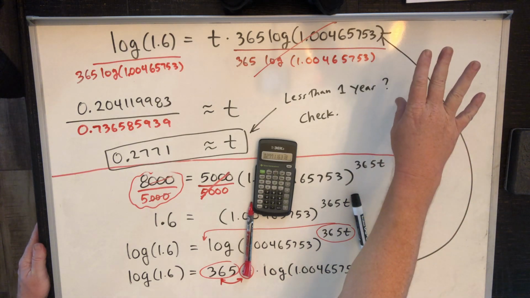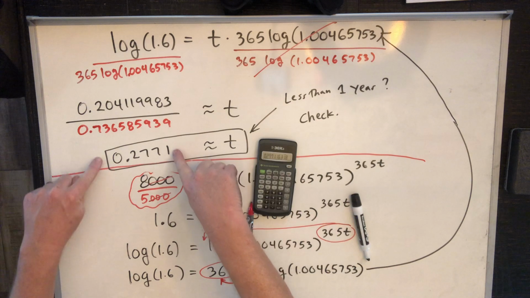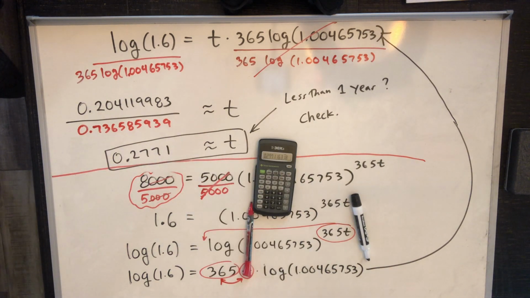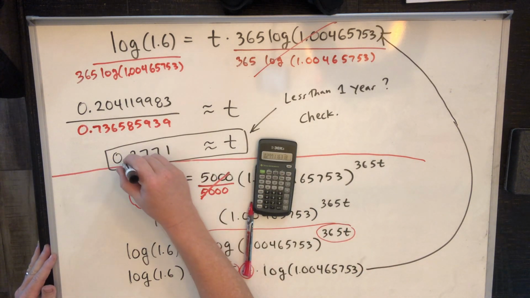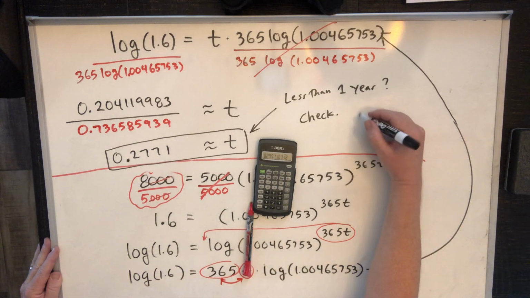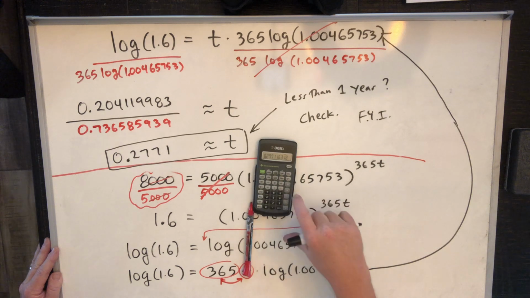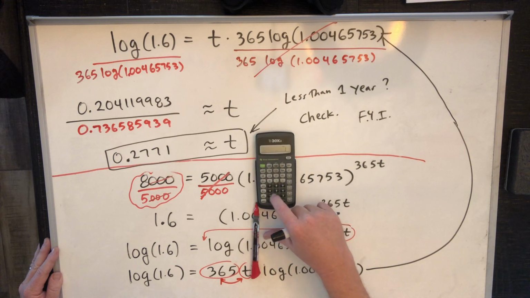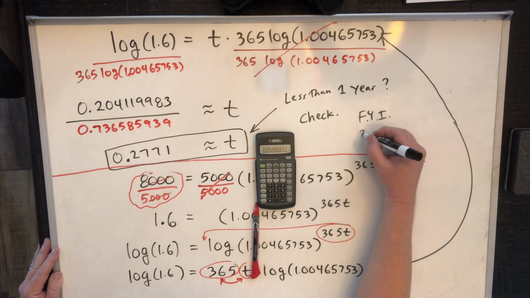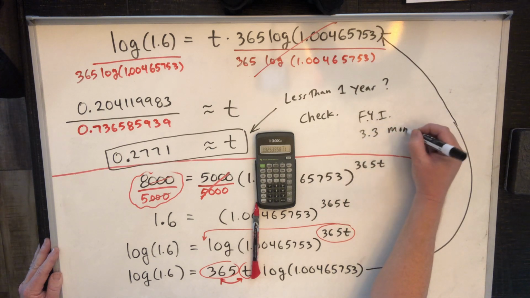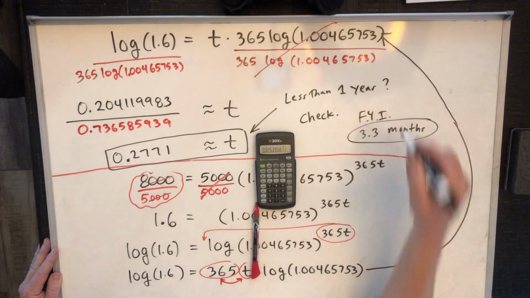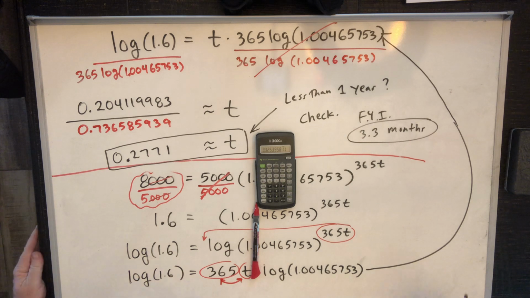For the homework, we want all of our answers in the form of a year, so this is a decimal fraction of a year. FYI, this is just for your information. If you want to know how long that is, multiply that by 12, and it would be 3.3 months. A little bit more than 3 months.